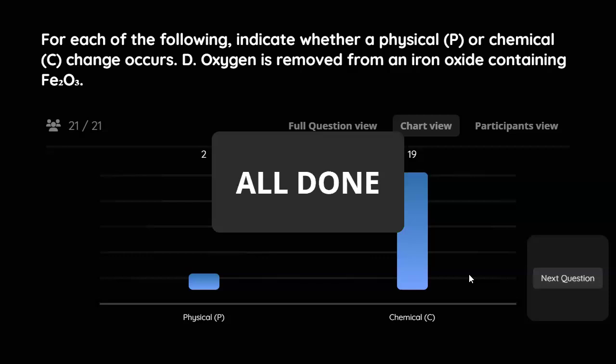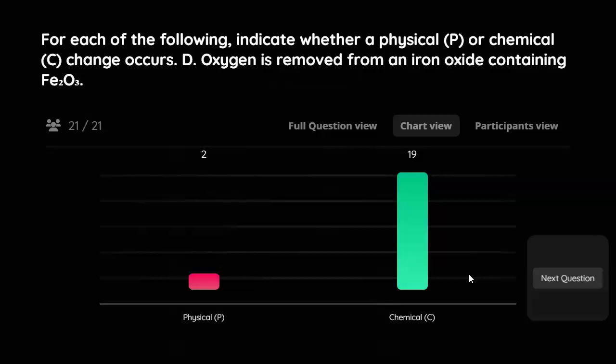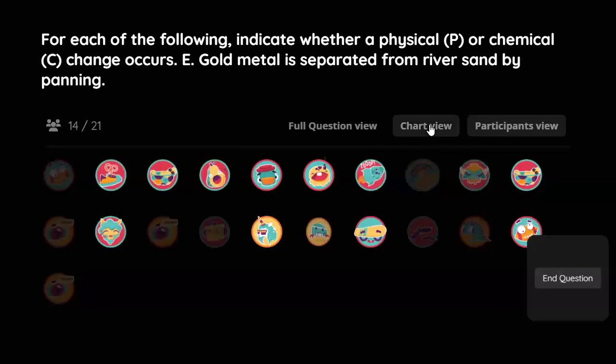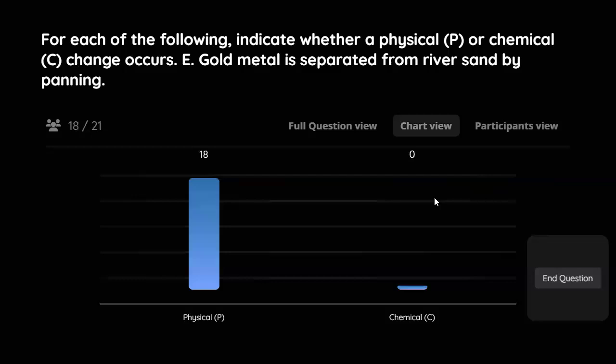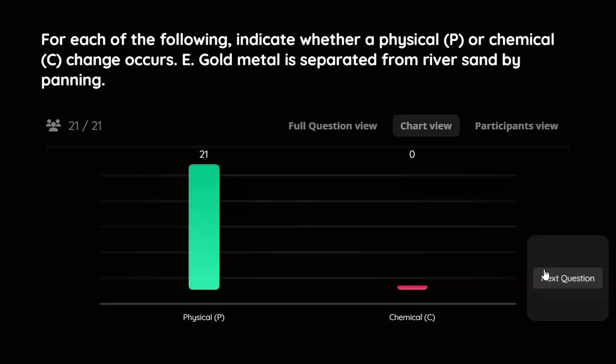Same exact idea. We've got a decomposition reaction happening here as well. Iron(III) oxide, Fe2O3, is being warmed up to get the O2 away from the iron(III) oxide. All right. Unless it's keyed in wrong. Yeah, we're all good here.